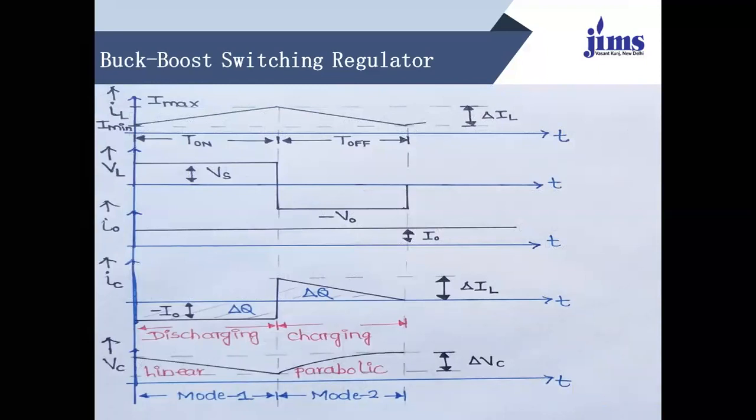First one will be the load current, where I-min and I-max will be given. Then the load voltage, Vs for the minus V output. Then the output current, which will be continuous in nature. Then there is the capacitor voltage, with charging and discharging, linear and parabolic operation. For the discharging operation, it discharges linearly, and for the charging, it will be parabolic. Means the impact of the capacitor is more dominant as compared to the inductance, right?